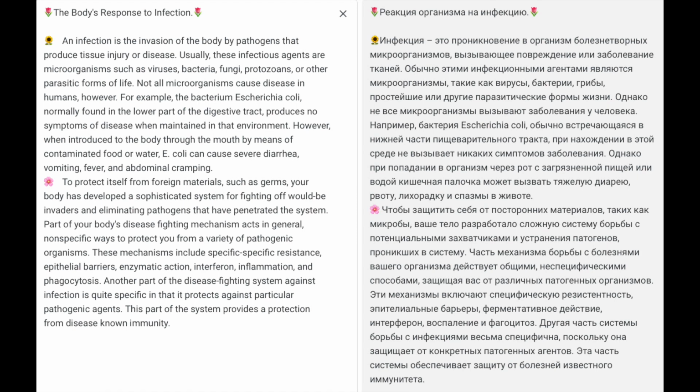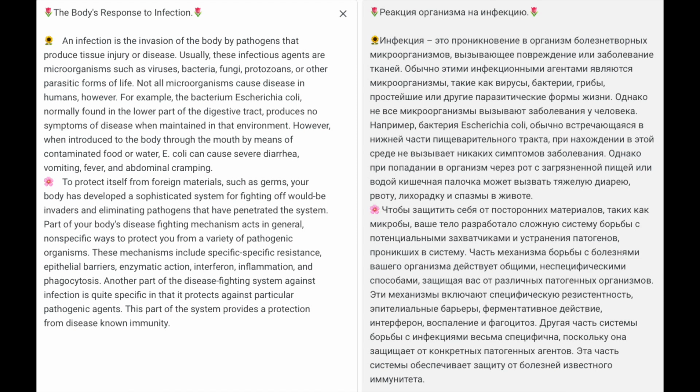For example, the bacterium Escherichia coli, normally found in the lower part of the digestive tract, produces no symptoms of disease when maintained in that environment. However, when introduced to the body through the mouth by means of contaminated food or water, E. coli can cause severe diarrhea, vomiting, fever, and abdominal cramping.